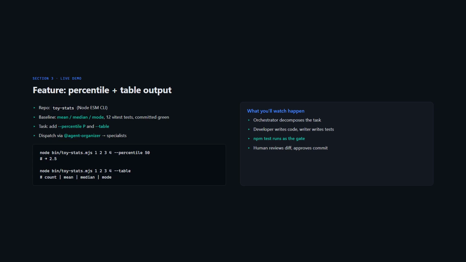Now the part that has to end in code. The repo is toystats, a Node CLI that computes mean, median, and mode with a committed green baseline and 12 passing tests. The task is to add a percentile flag and a table output with tests. I'm going to dispatch this through the real pipeline, the agent organizer, the specialist, the test gate, and we will not stop until the suite is green and a commit exists.